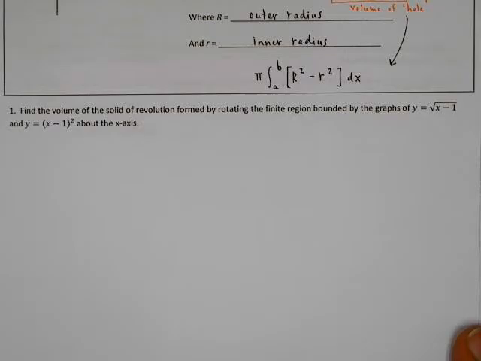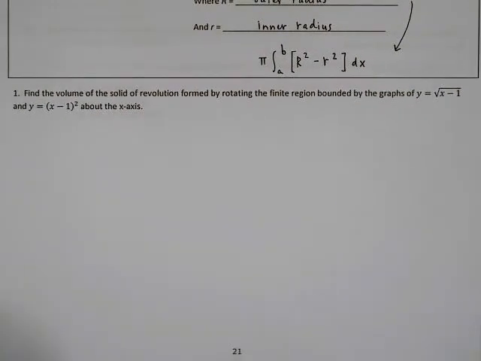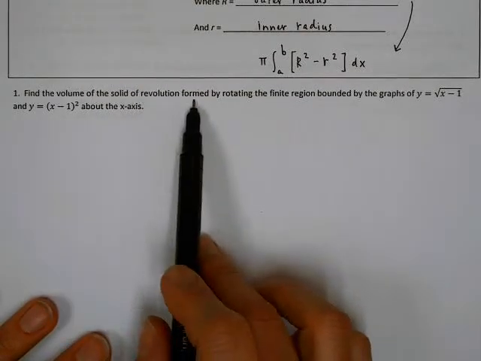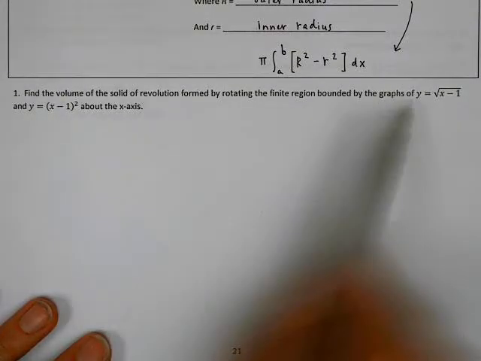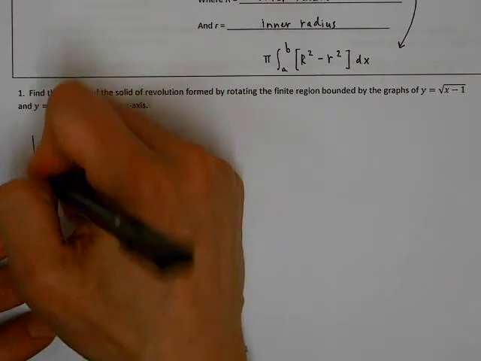For number 1, we're going to do the setup all without a calculator, but then we'll use our calculator to actually find the value of the integral. We're finding the volume of the solid of revolution formed by rotating the region bounded by these two curves, and we're going to rotate it about the x-axis. So let's see what this is going to look like.